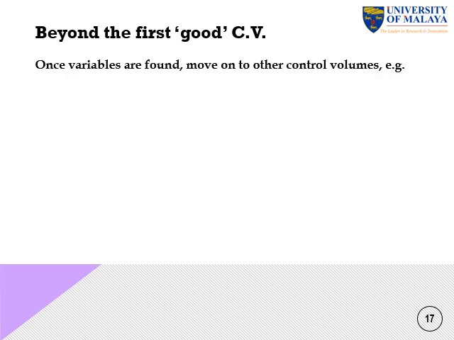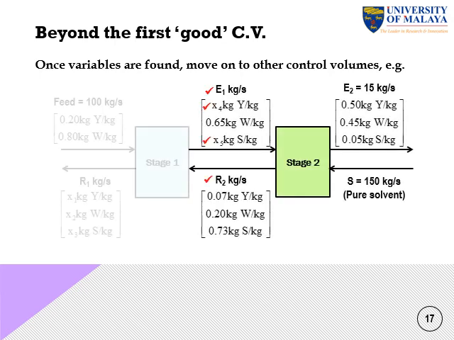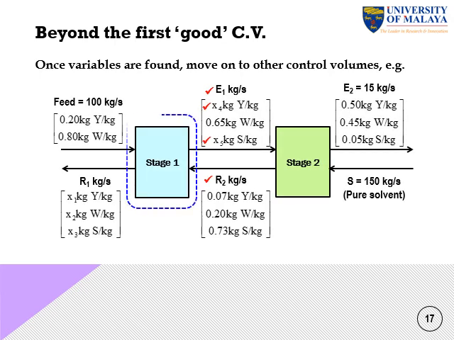Okay, now that you got the values of R1, X1, X2, and X3, you can work on getting the remaining unknown variables. Once the variables are found, let's move on to another control volume. Okay, now you want to find E1, X4, X5, and R2.